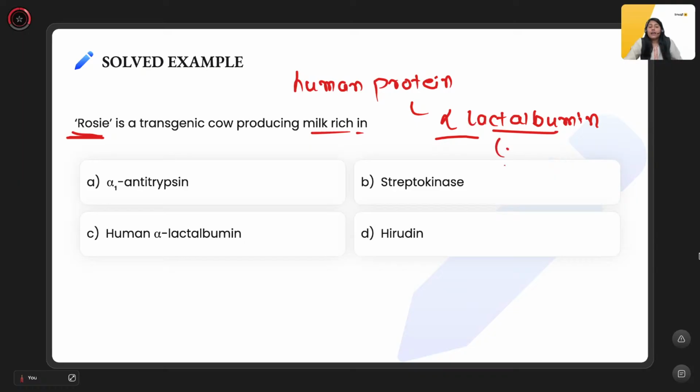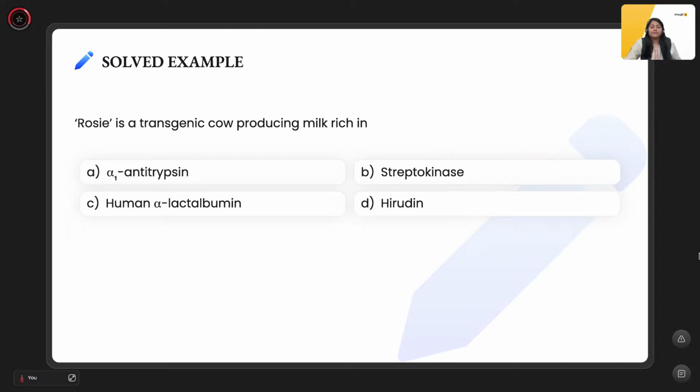and it has a quantity of 2.4 grams per liter. So if Rosie was producing 1 liter of milk, that 1 liter contained 2.4 grams of alpha-lactalbumin, which is a very essential human protein. So the correct answer to this question is option C, human alpha-lactalbumin.